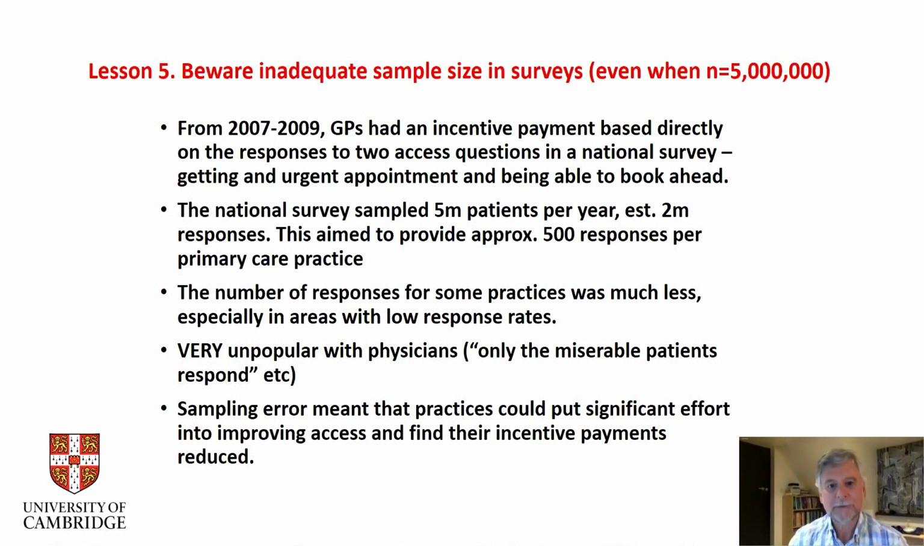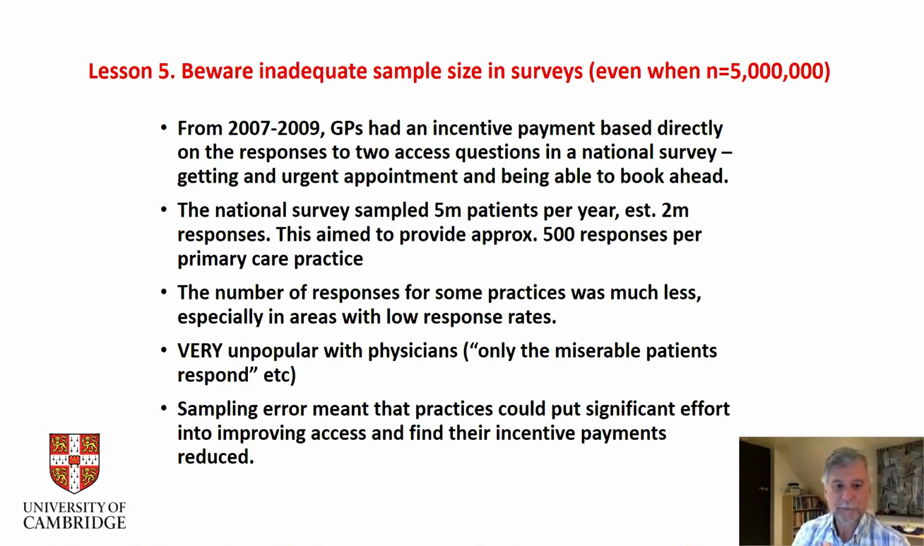The data were derived from a national survey of 5 million patients who are surveyed each year. We get about 2 million responses. And the aim was to provide 500 responses per primary care practice, though the number of responses for some practices was much less, especially in areas with very low response rates. So we were incentivizing practices and giving them a financial incentive based on the responses to this question.